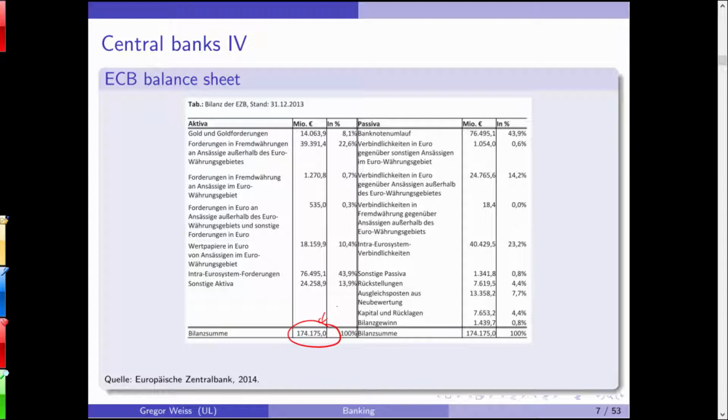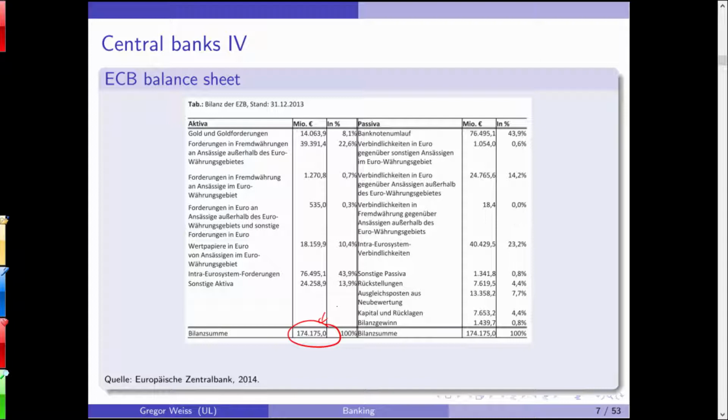If you hear about, for example, the size of the quantitative easing program, it's quite large. The tiny problem here is this is just the European Central Bank, but most of the assets and liabilities are more or less hidden in the balance sheets of the national central banks. So if you want to take a comprehensive look at what is going on in the euro system, you need to have a look at the aggregate balance sheet of all national central banks, of Deutsche Bundesbank, Banque de France, Banco de España, etc., and the European Central Bank.